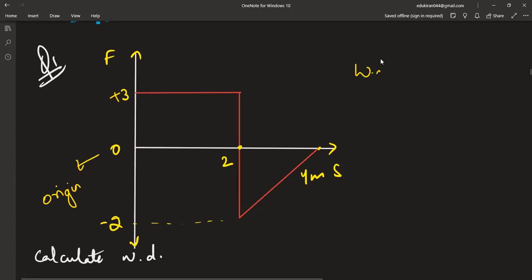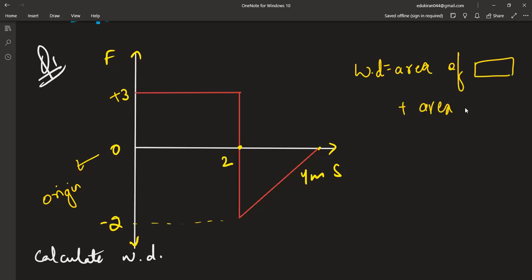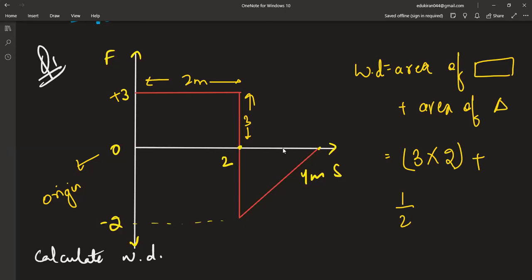So what is the work done? Work done will be the area of the rectangle plus the area of the triangle. So if this is 3, this is 3. And this is 2. Though this is not drawn properly, 3 should be greater, 2 should have been lesser. So this becomes the area of a rectangle, length into breadth, 3 plus 2, plus the area of the triangle, half base, base is this. This is 2, this is 4, so this part left is 2.